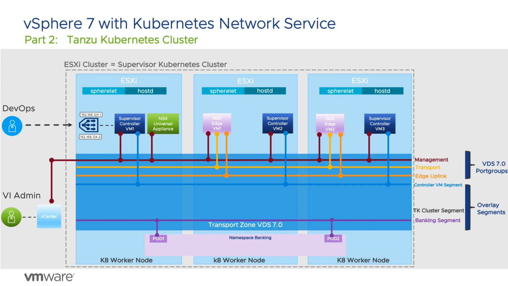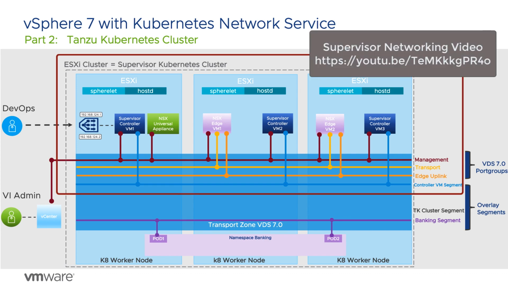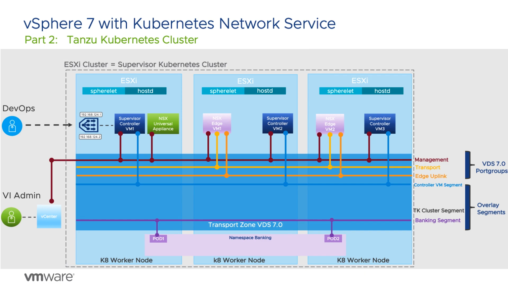The Tanzu Kubernetes Grid service for vSphere lets developers deploy Kubernetes clusters on demand. The TKG service makes use of the vSphere network service to enable networking within the cluster and to provide access to and from external networks. In part one, I showed the setup of the Supervisor cluster networking. This video focuses on the Tanzu Kubernetes cluster networking.